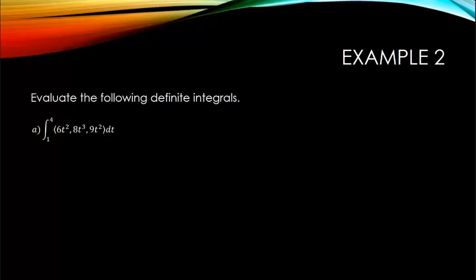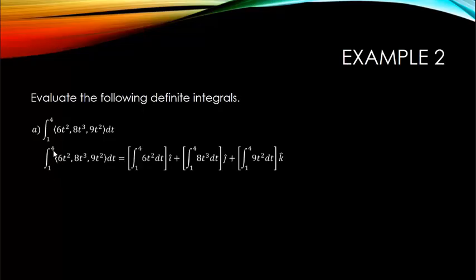For the first one, I'm taking the integral from 1 to 4 of a vector with the components 6t squared, 8t cubed, 9t squared dt. And this is going to be equal to the integral from 1 to 4 of 6t squared dt in the i hat direction, plus the integral from 1 to 4 of 8t cubed dt in the j hat direction, plus the integral from 1 to 4 of 9t squared dt in the k hat direction.